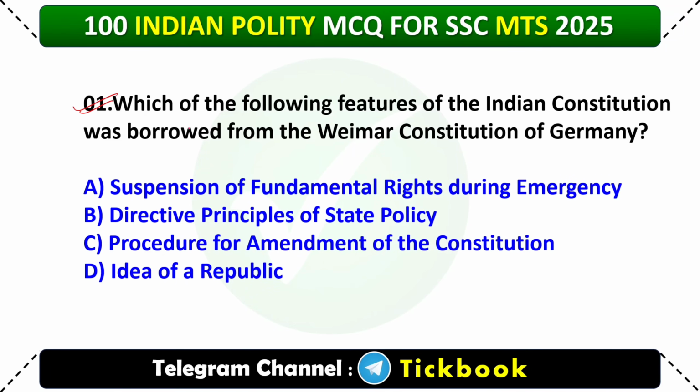So the first question, which of the following features of the Indian Constitution was borrowed from the Weimar Constitution of Germany? Option number A, suspension of fundamental rights during emergency.